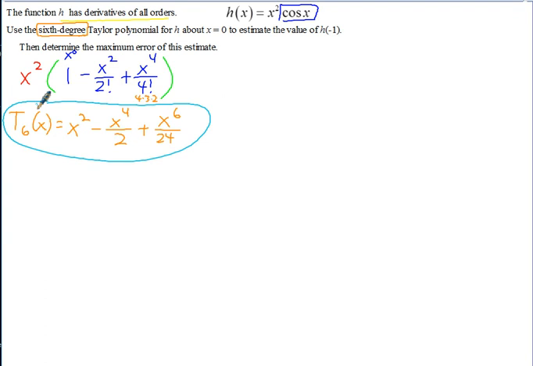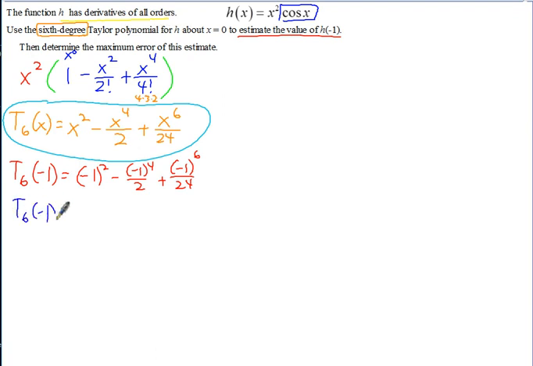And now we're going to use that to estimate the value of h of -1. So let's substitute in -1 and see what our Taylor polynomial gives us. That's going to be (-1) squared minus (-1) to the 4th over 2 plus (-1) to the 6th over 24. All right, so we just have to simplify this now. (-1) squared is 1, minus (-1) to the 4th is 1, so that's 1/2, plus (-1) to the 6th, another even exponent, is 1 over 24.